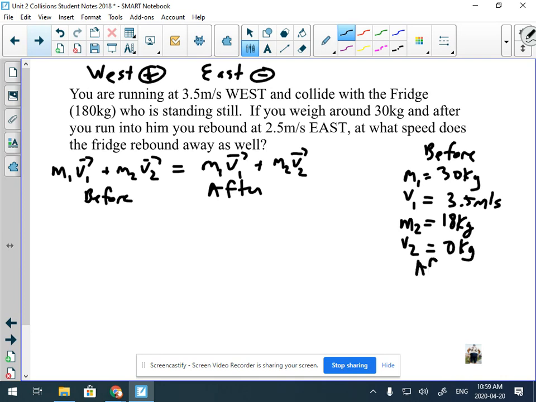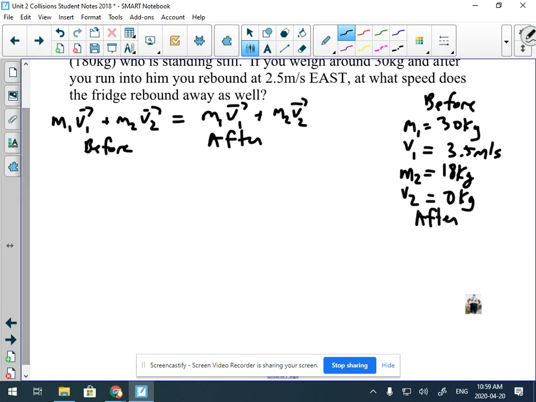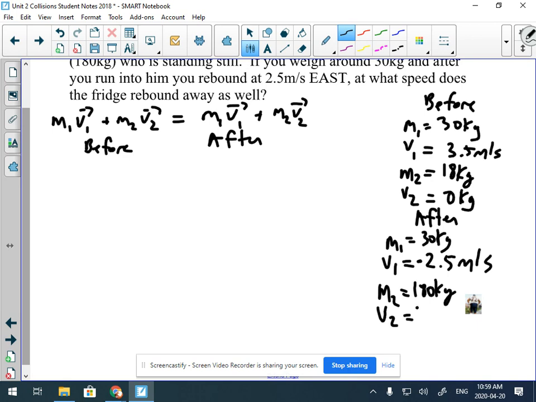Now, after the collision, there's some things that aren't going to change. The masses aren't going to change. So the mass you were before the smash is 30. The velocity you're moving is now east, 2.5 meters per second east. So I need to say that's negative. The Fridge still weighs the same amount, 180 kilograms, and we don't know how fast the Fridge is moving. So what we're going to be trying to solve for is this variable right there, V2.